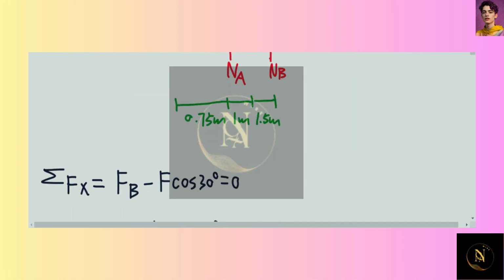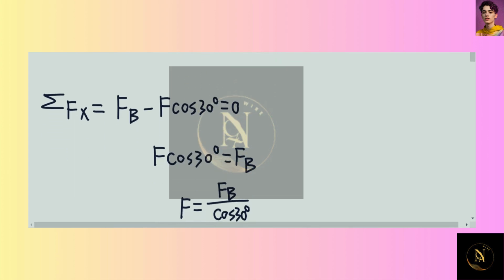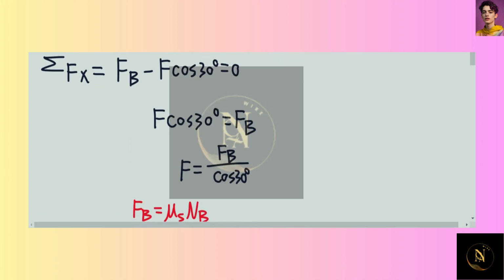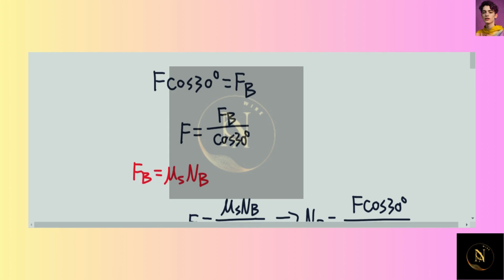So we have the net force along the horizontal direction equal to 0, which is equal to Fb minus F cosine 30 degrees. Fb is the friction at point B, and F here is the towing force we are looking to determine. If we do some arrangement here, we have F equal to Fb over cosine 30 degrees. And we know Fb can be equal to mu s Nb.